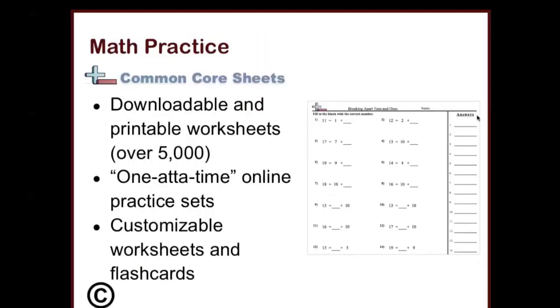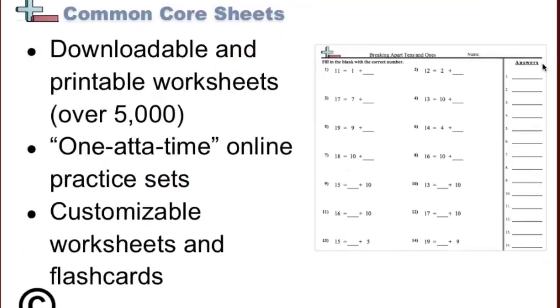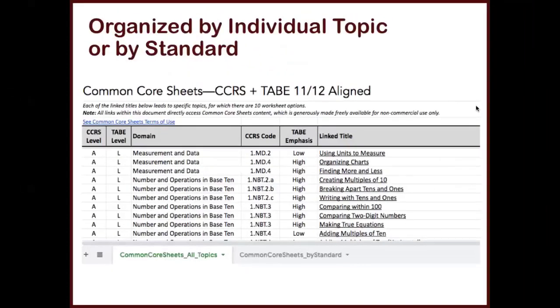Common Core Sheets is an online resource, but it's actually worksheets. So there's over 5,000 downloadable worksheets, but there are interactive activities as well. So you'll see that you can search on this spreadsheet, the alignment document, by topic or by specific standard. So if you go to one of these topics like using units to measure, there might be 5 or 6 different standards within that. Whereas if you go to the standards one, it's just by the standard.